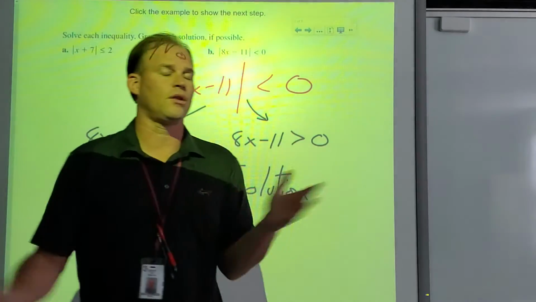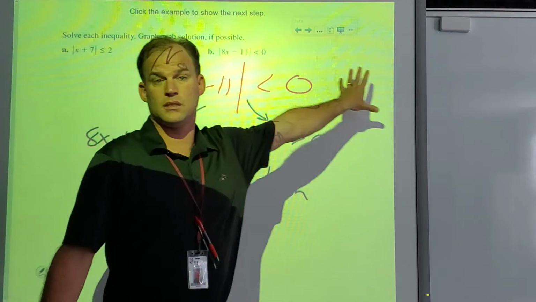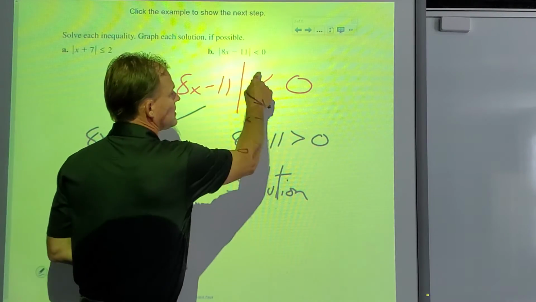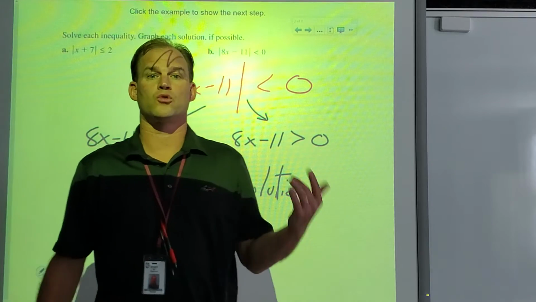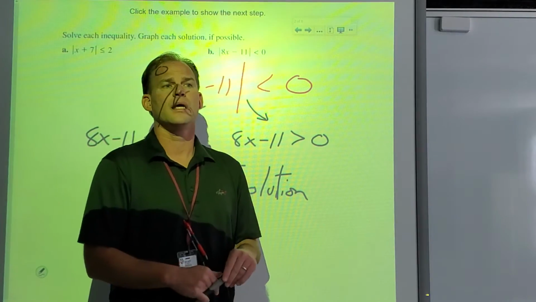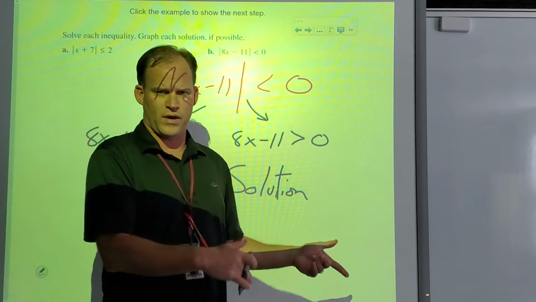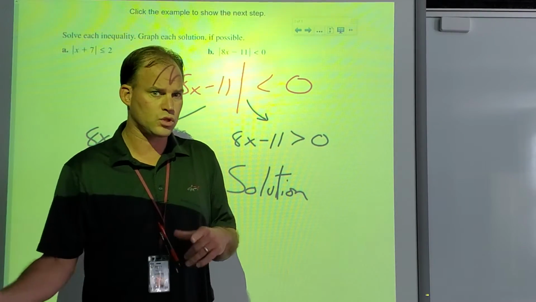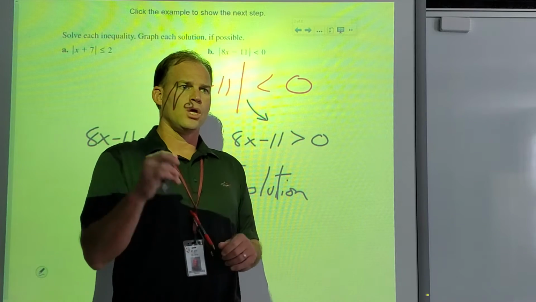There's no solution. It'll never happen. An absolute value cannot be less than 0. Now, if this symbol was turned the other direction, if it was a greater than sign, an absolute value greater than 0, yeah, you can work that out. As a matter of fact, all absolute values are greater than 0. So we're going to see this pop up.